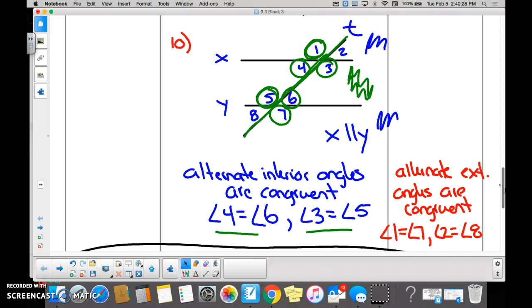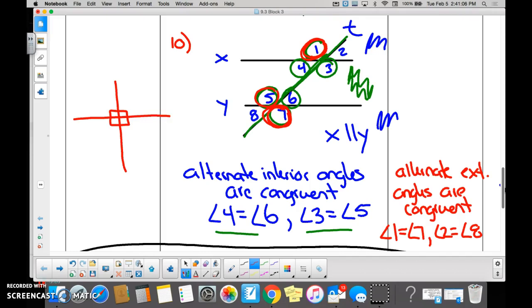And then back to this example, I'm going to change colors here. Angle 1 and angle 7. We already said they're congruent because angle 1 is corresponding to 5, 5 is vertical to 7, and 7 is congruent to 1 because 1 and 5 are corresponding. That's a lot of words again, right? But instead we're going to say 1 is congruent to 7 because of alternate exterior angles. Isn't that a lot easier? And 1 and 7 are alternating over the transversal, and they're both on the outside of the parallels, right? So they're alternating exterior angles. Yes or no? Yes.